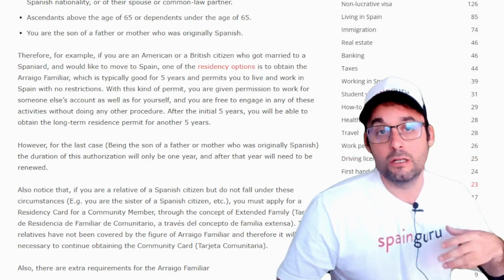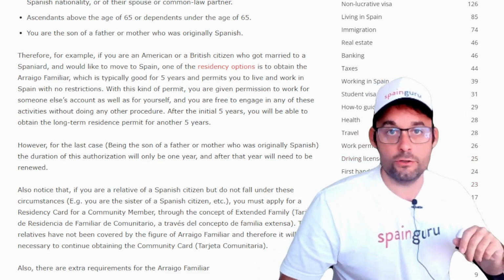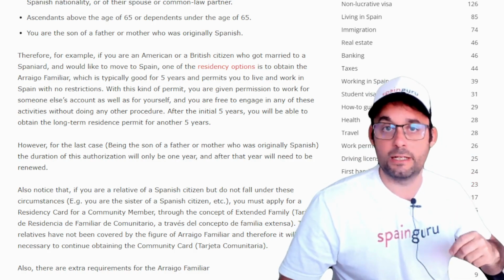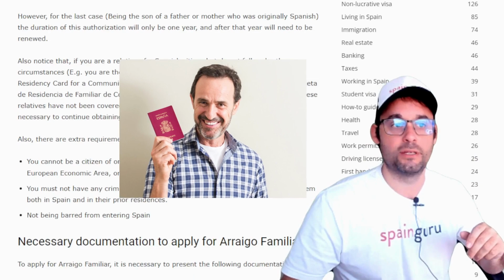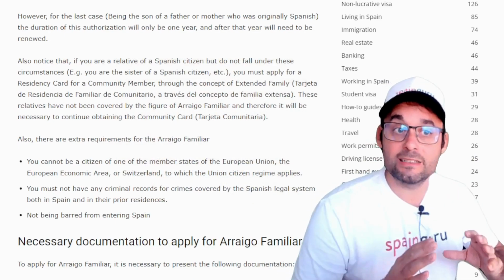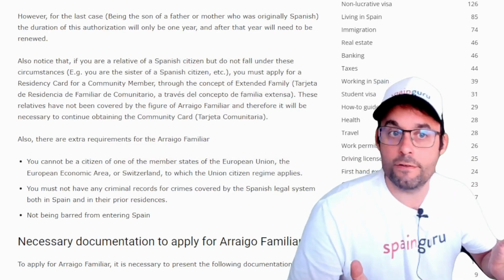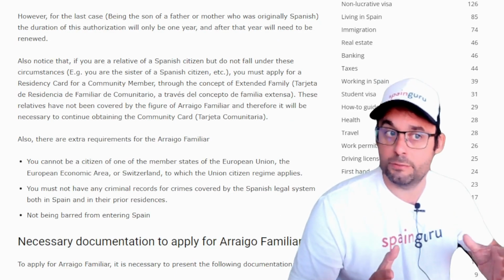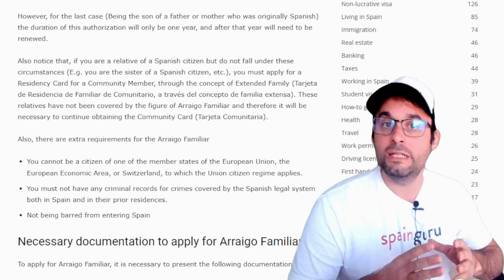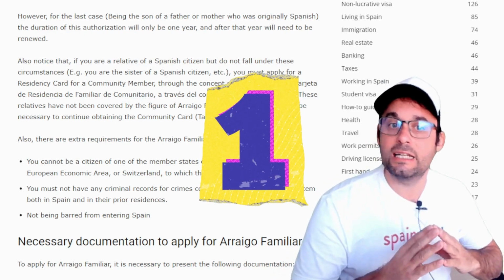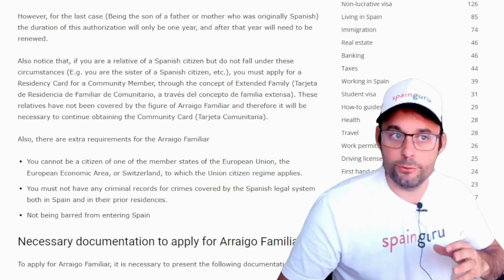After the initial 5 years, you will be able to obtain a long-term residence permit for another 5 years. And as you know, if you're an American or British national, after 10 years of legal residence in Spain, you may request the citizenship. However, for the last case, being the son of a father or mother who was originally Spanish, the duration of this authorization will only be 1 year, and after that year it will need to be renewed.